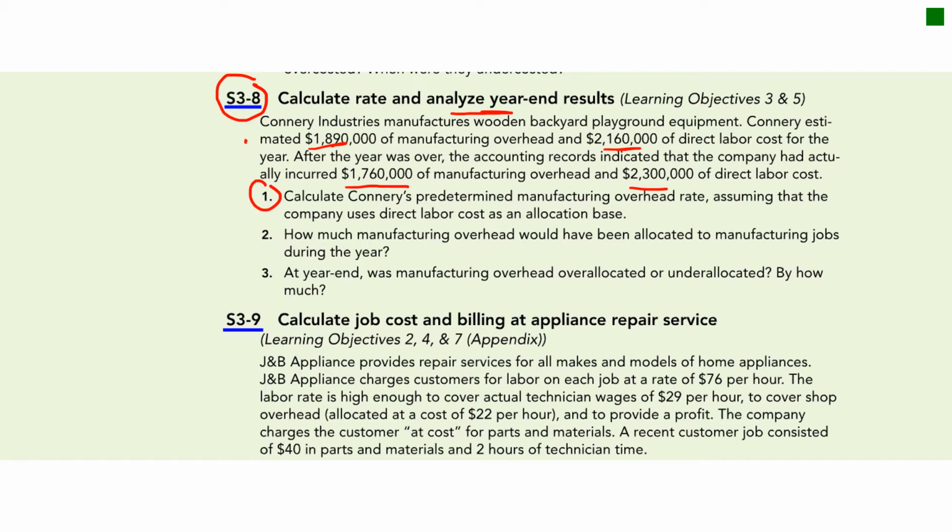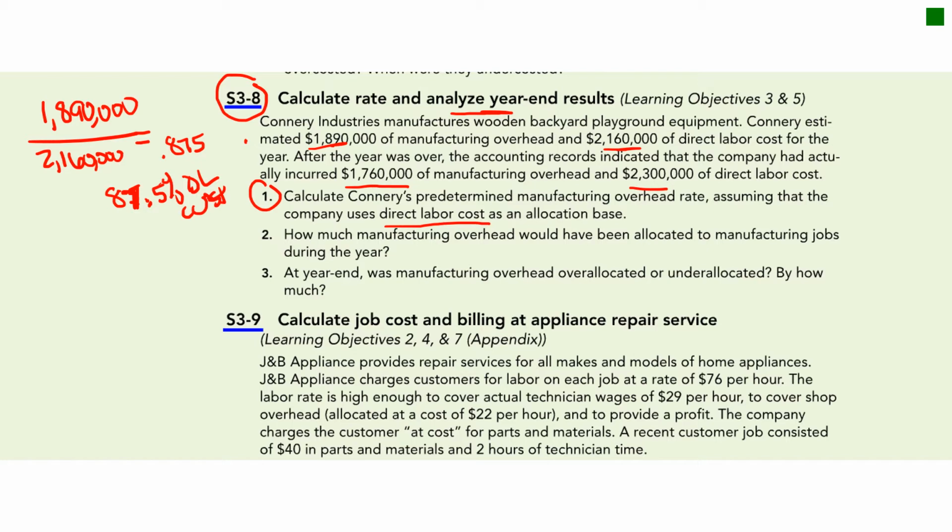Part 1 says determine the predetermined rate and assume that the company uses direct labor cost as the allocation base. So remember, to get the rate, it's going to be your budgeted overhead, estimated overhead, that's our numerator, divided by the direct labor cost, which is $2,160,000. And so our rate in this case is going to be right at 0.875, or some might say 87.5% of direct labor cost. Excuse my handwriting, but that's the number you're going to use to do your allocation. So the rate is 0.875.